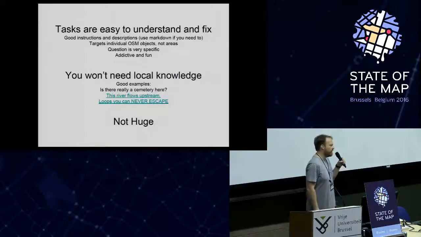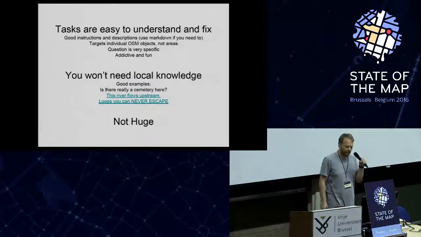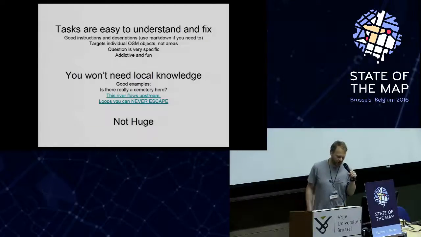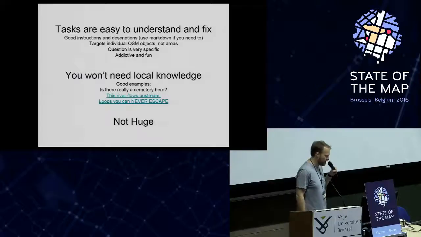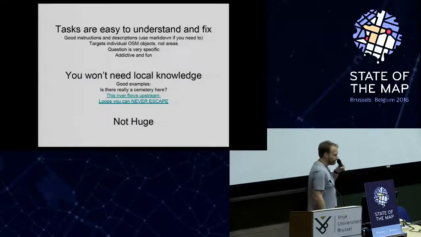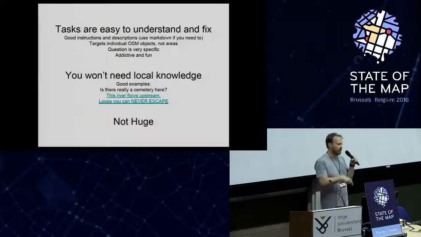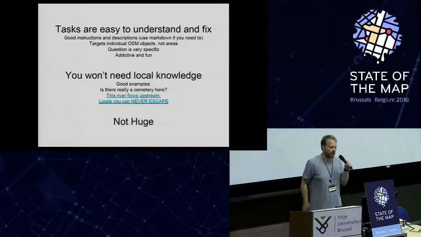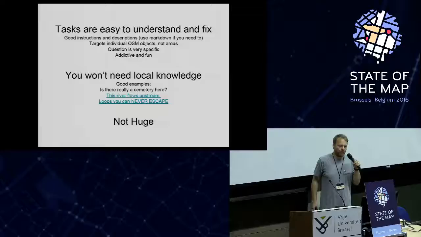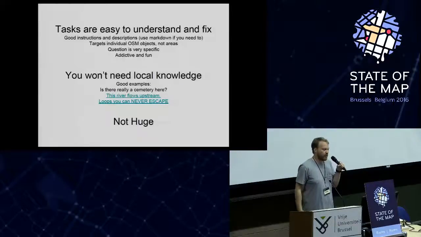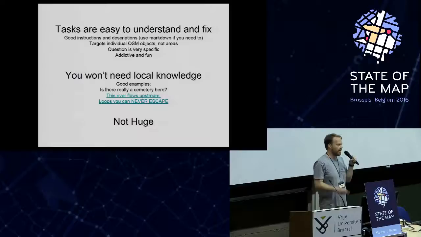MapRoulette is really an armchair tool, and as much discussion as there has been about armchair mapping throughout the history of OSM, this is an armchair tool. So you don't want users to need local knowledge, unless you have a MapRoulette challenge that is really designed to be done by people that live in your neighborhood or in your town or in your village. Examples of that are having people verify stuff against aerial imagery. Like, is there a cemetery here? Can you see it on aerial imagery or not?